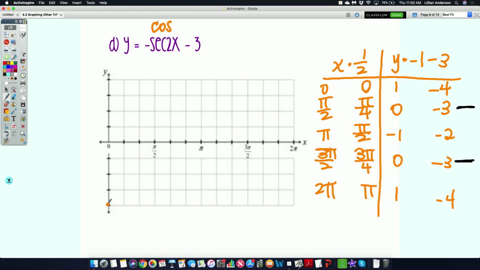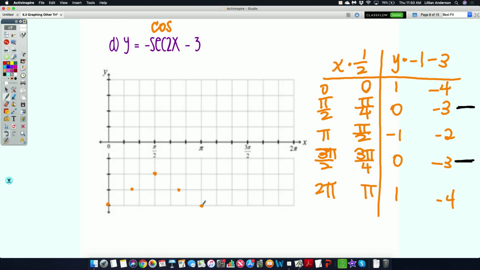Pi over 4 is halfway in between 0 and pi over 2. But remember, when the period gets changed, everything gets switched in or pulled out. So that means the asymptotes are going to change as well. That's why we want to make sure we do those transformations, and then that's where the asymptotes are going to occur on those changes.